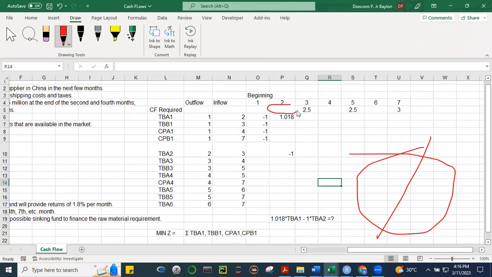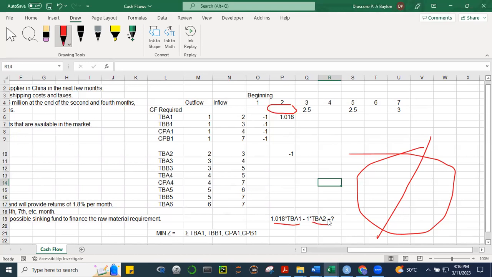None. Not yet. Right? So whatever we get from TBA1 minus whatever we will put into TBA2 should be equal to 0, which means everything that we will get from TBA1, the returns and the principal, should be invested all in TBA2. Therefore, 1.018 TBA1 is equal to 1 times TBA2. So the proceeds from TBA1 will be put into TBA2, everything.